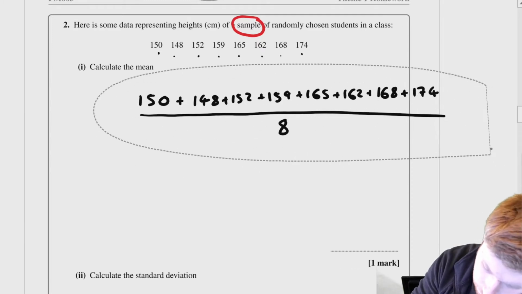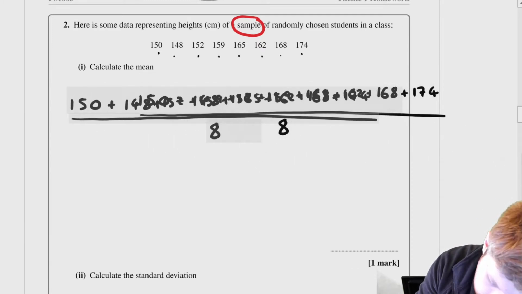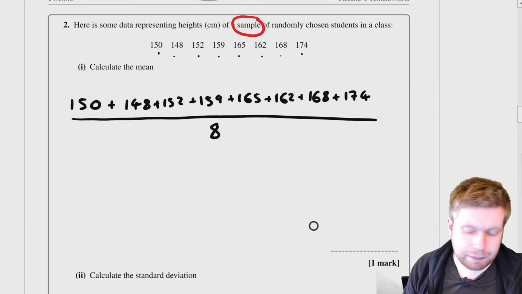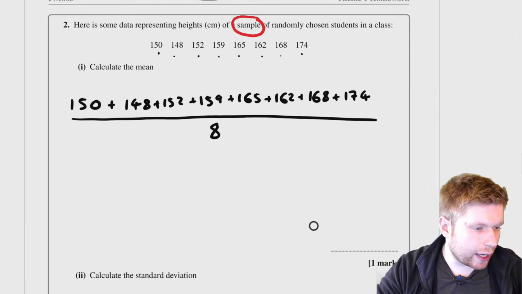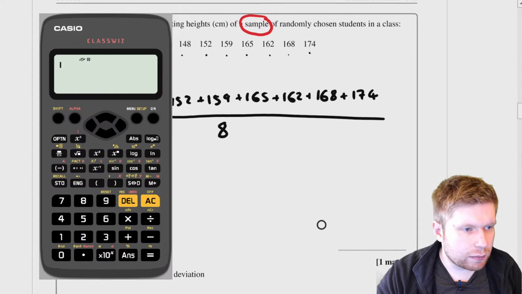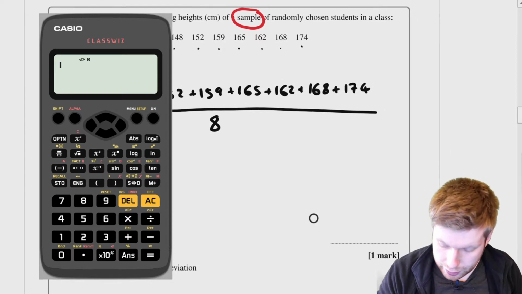Just remember the formula for population mean and sample mean is virtually exactly the same. Okay, so you don't need to worry about dividing by n minus 1 or anything like that. Okay, so I'm going to stick all of that in my calculator. So let me just bring my calculator up. Okay, so my calculator, in fact, I might just move that over slightly if I can.